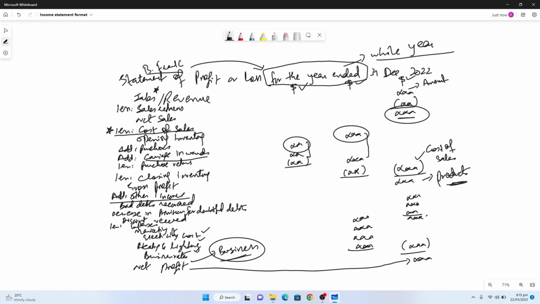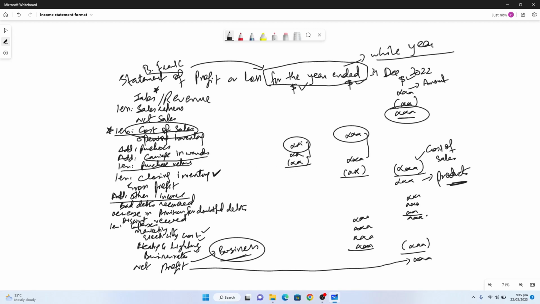Whatever transportation you incurred in purchasing the goods, you add that in the purchases. Sir, why are we adding that carriage inwards in the purchases? Because this is the cost portion. So everything is added except the closing inventory. Why it is deducted, I'll tell you in a short while.